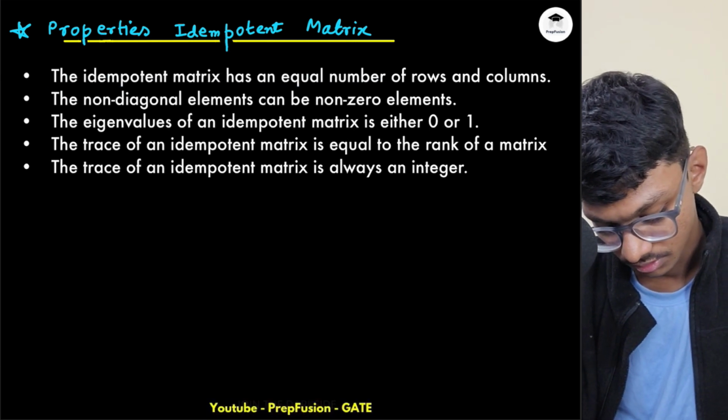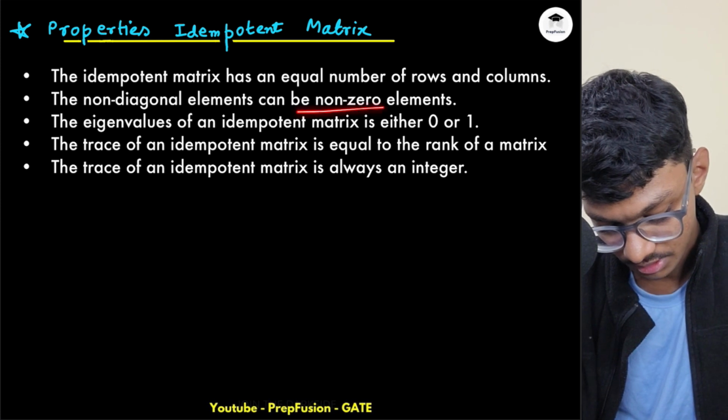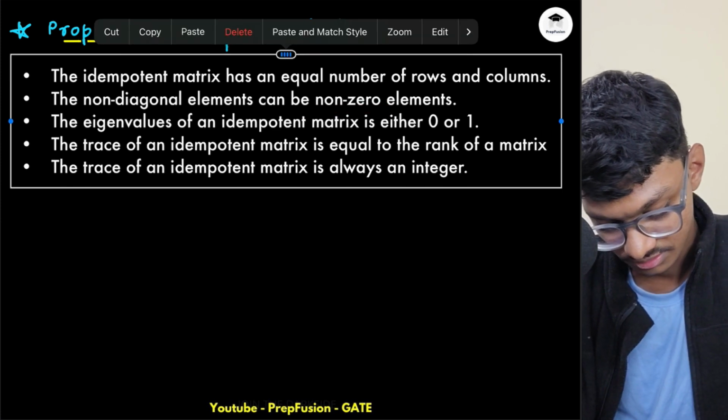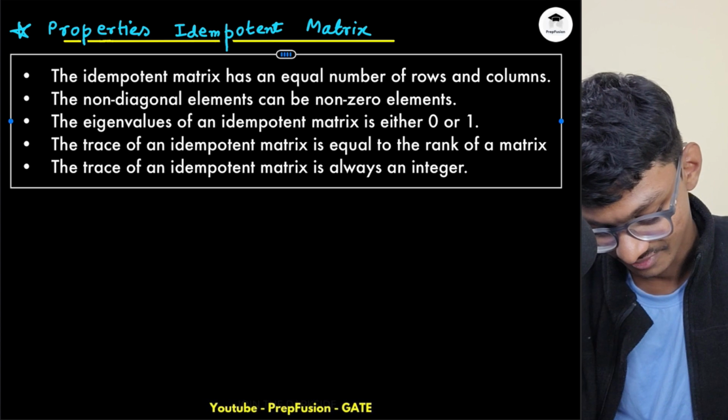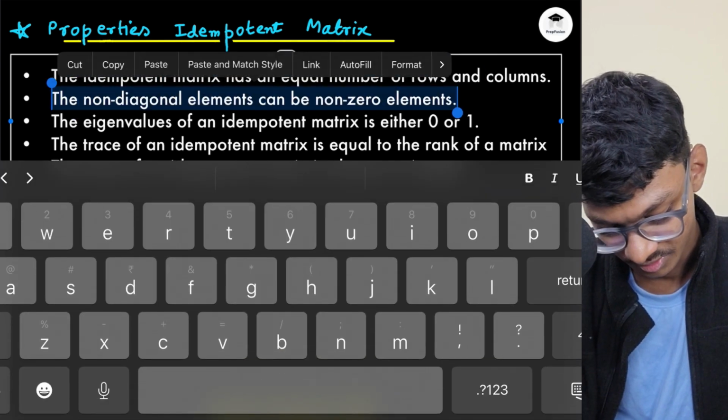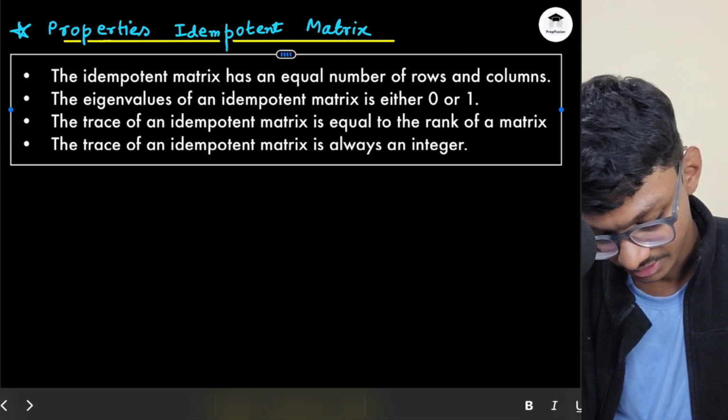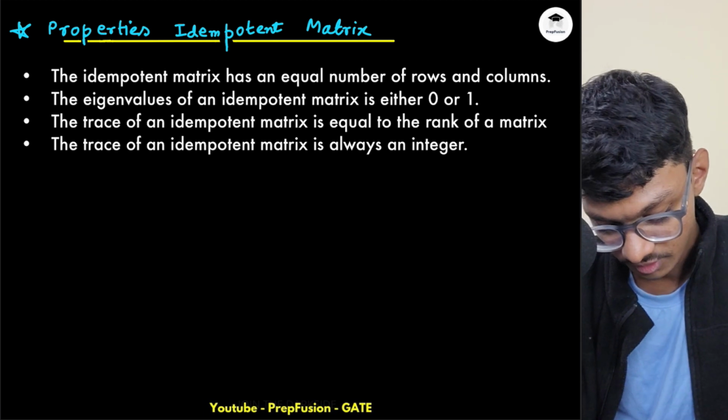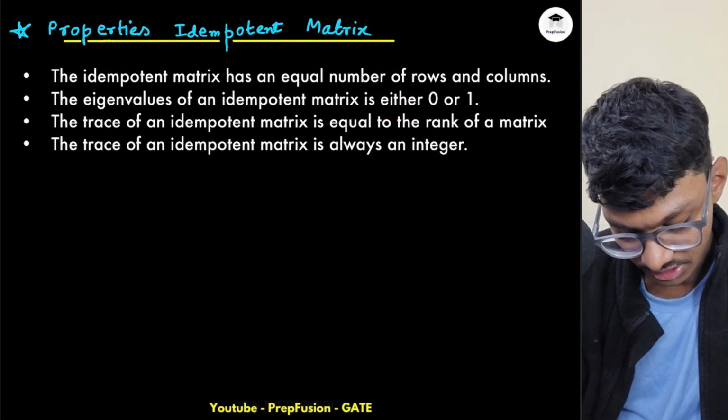Okay, the non-diagonal elements can be non-zero elements. These are all weird; I haven't noticed. Whatever properties I've found, I've tried to include. Okay, these are also very bad. So the eigenvalues are either 0 or 1. We'll talk about this later.